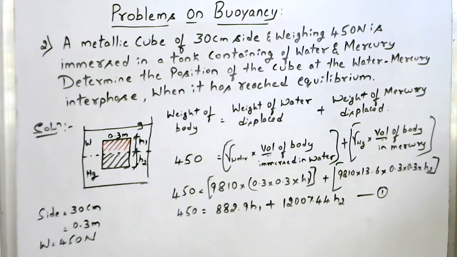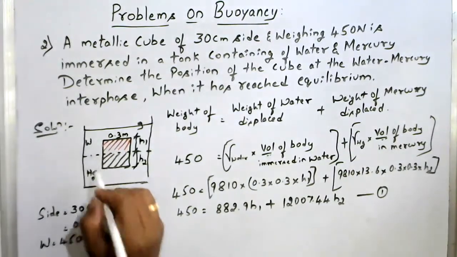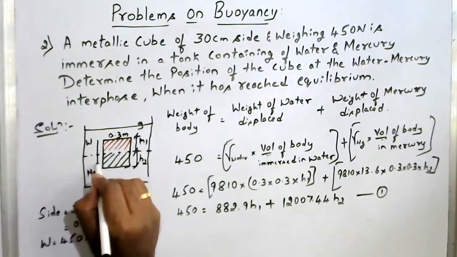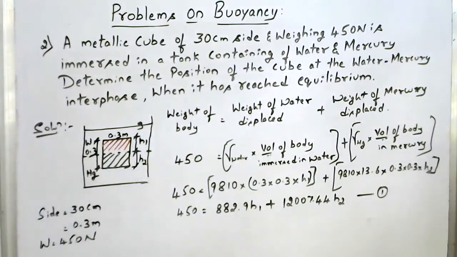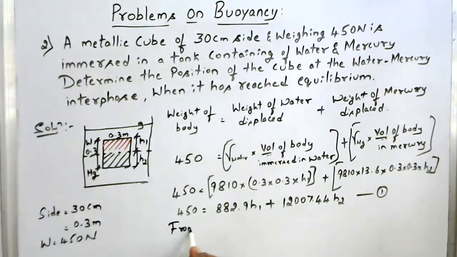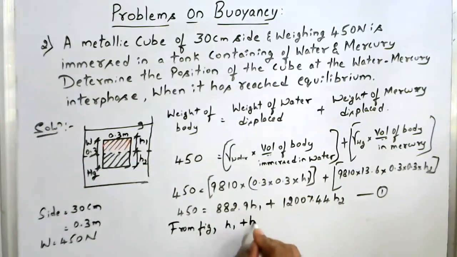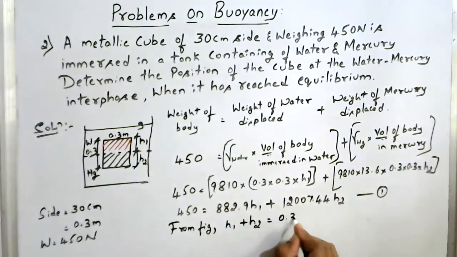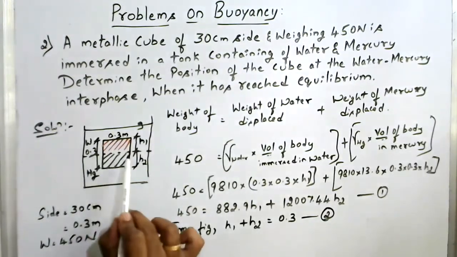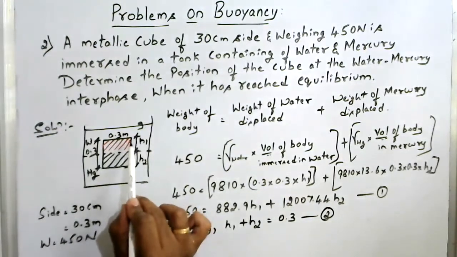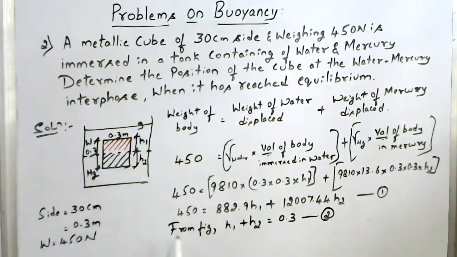Okay, now you observe the figure. In this figure, this is a cube having an equal dimension of 0.3 meter. So the total depth of the cube is also 0.3 only. Correct. Now, from the figure, we can write H1 plus H2 is equal to 0.3. Call this equation 2. Because the total depth is 0.3, we need to find the depth of immersion in water and the depth of the cube that is immersed in the mercury. We have to find H1 and H2. So I got one more equation from the figure.